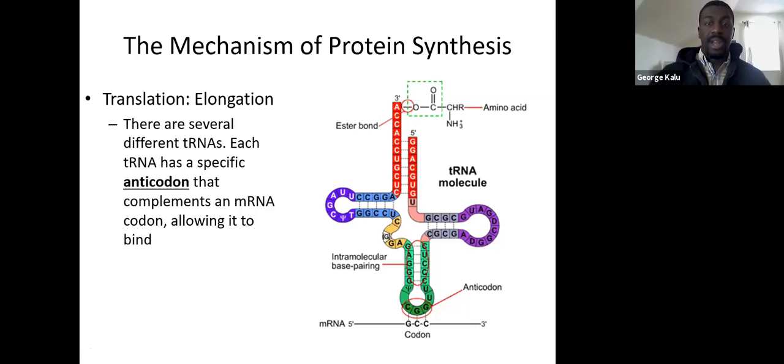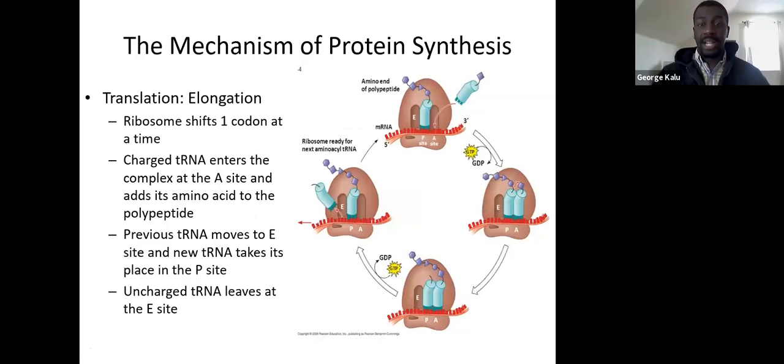So that's what the tRNA molecule is going to look like. Now here's how this whole process of adding these amino acids is going to go. The ribosome is going to start at the AUG, the start codon, and it's going to move 1 codon at a time. Every 3 nucleotides is going to shift over. Once it shifts, it's going to add a tRNA that is charged. The tRNA is going to enter the ribosome at the A site, which we see over here. Once it enters the A site, it's going to add its amino acid to the growing polypeptide here.